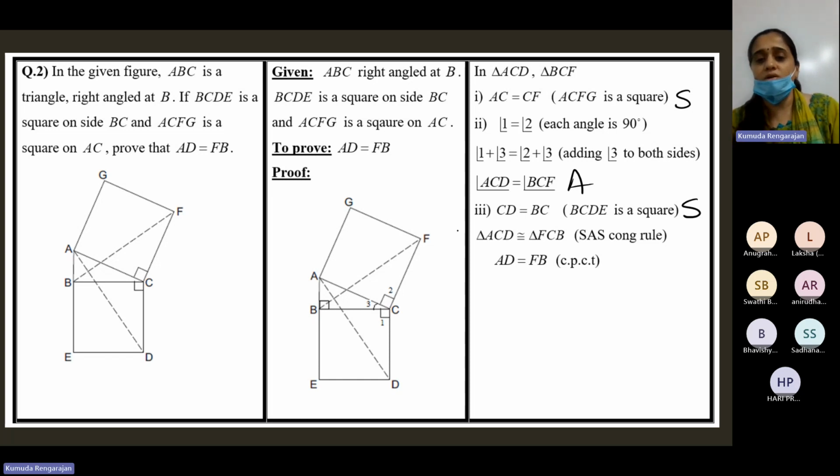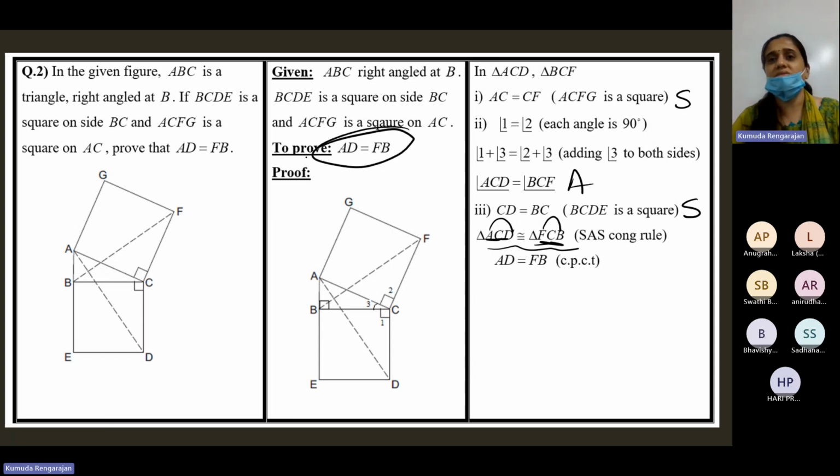So the two triangles are congruent by the SAS congruence rule. See, you should name the triangles in the correct order. So AD is equal to FB, by CPCT. To prove that AD is equal to FB, you should just take the two triangles and show that they are congruent. Once they are congruent, by CPCT, they are equal.